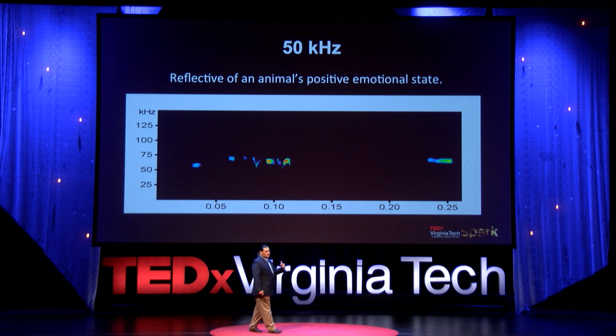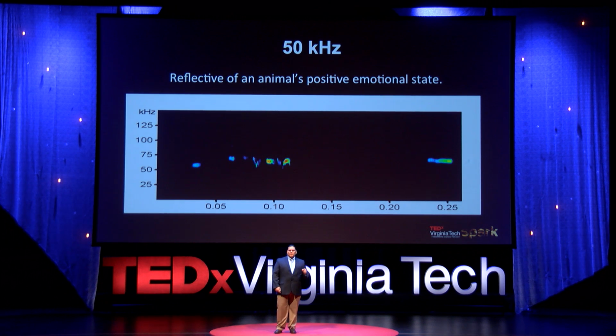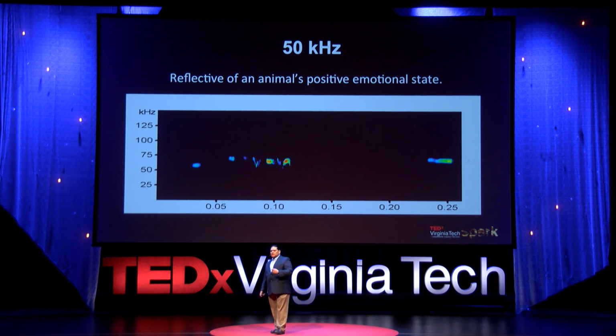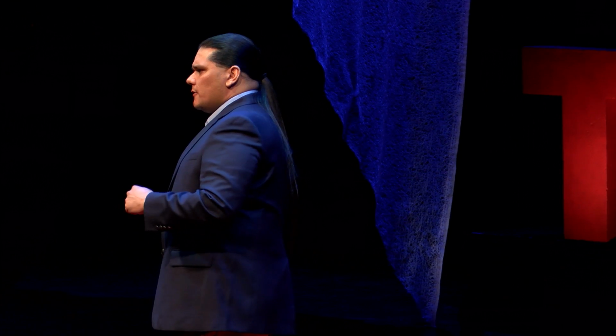Now the second large class of vocalizations are the 50 kilohertz calls. Now these are different from the 22 in that the 50 kilohertz vocalizations are reflective of when the rat's happy. The other thing you'll notice about this is that they're shorter in duration compared to the 22 kilohertz vocalization, and they have frequency contours. Now there's a lot of different ways you can make a rat happy.